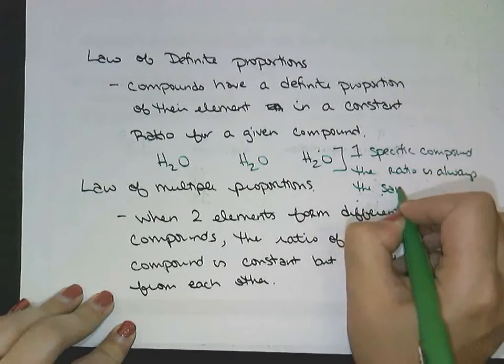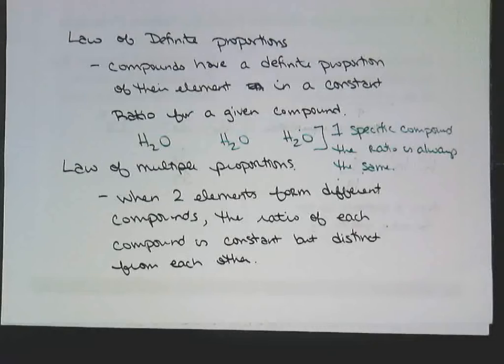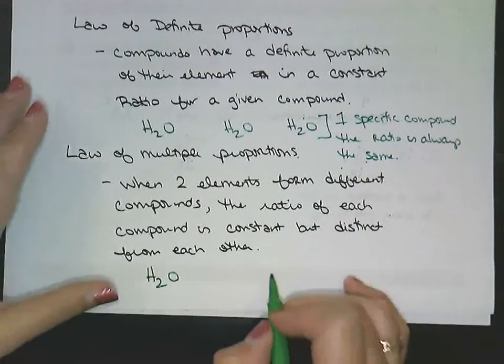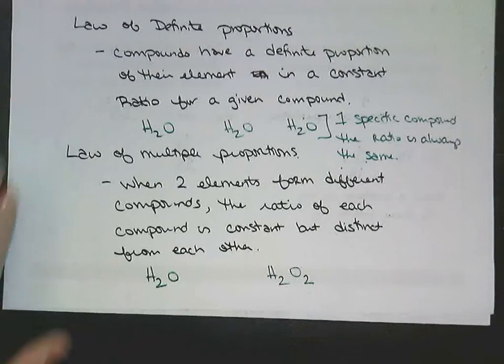So I've made one thing time and time again. It's always the same ratio. Law of multiple proportions says now I'm going to make two compounds using the same elements, but the ratios will be different. So I'm going to make some water. And then I'm going to make some hydrogen peroxide. All right, so I've made two compounds, both only H's and O's, but this is not the same compound as that.